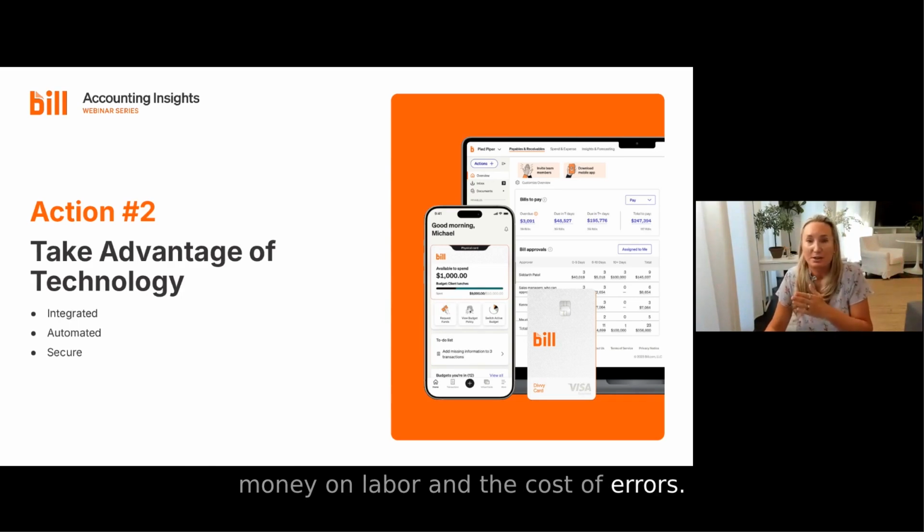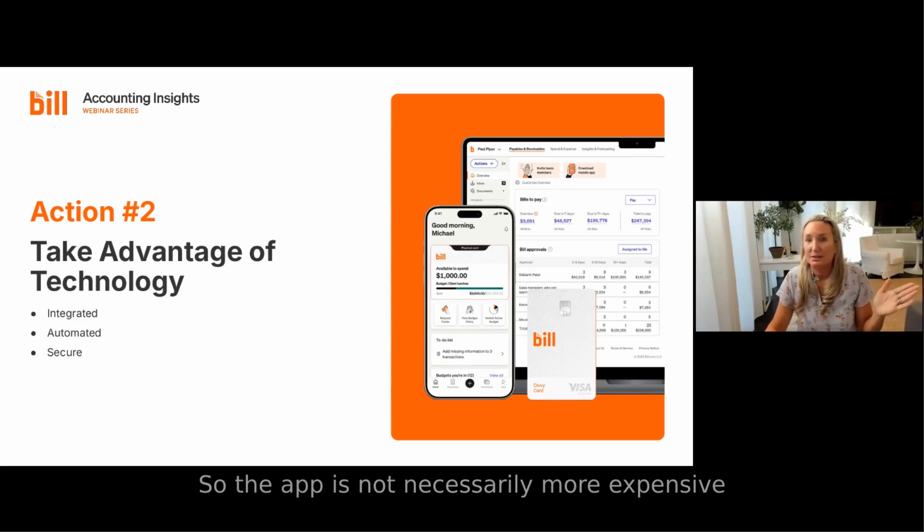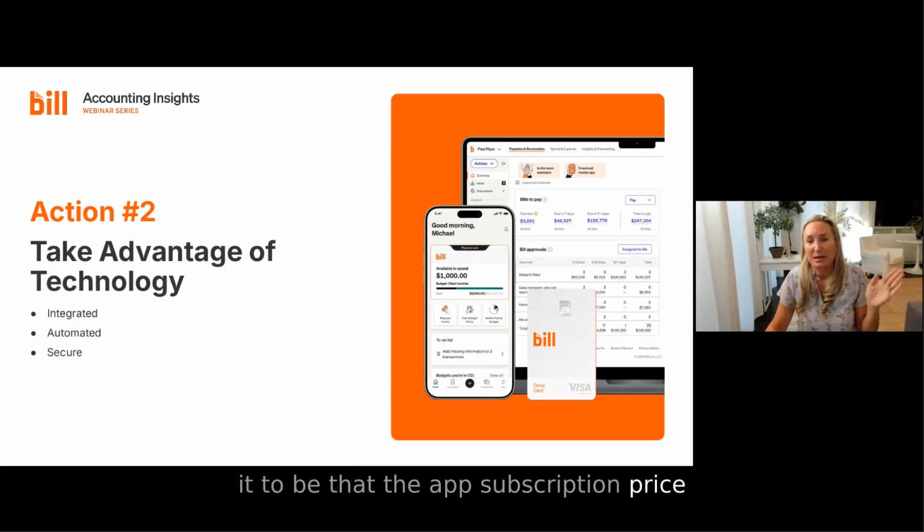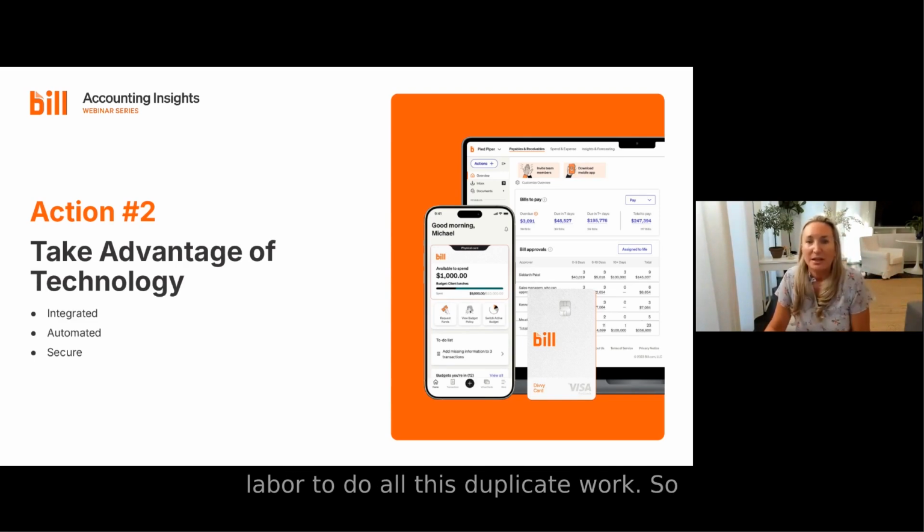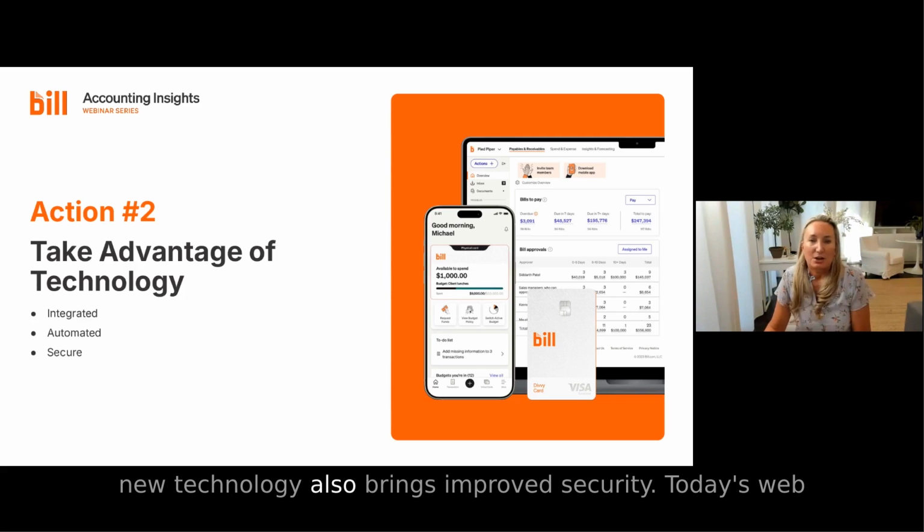And the cost of errors. So the app is not necessarily more expensive than what you're doing now. I have found that the app subscription price is actually less than what you're spending on labor to do all this duplicate work. So new technology also brings improved security.